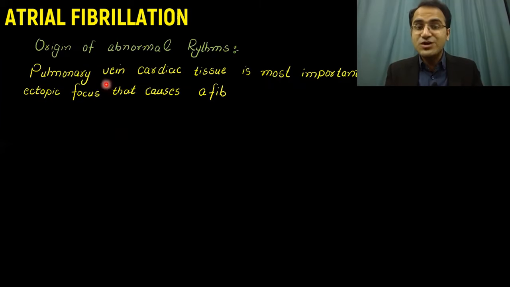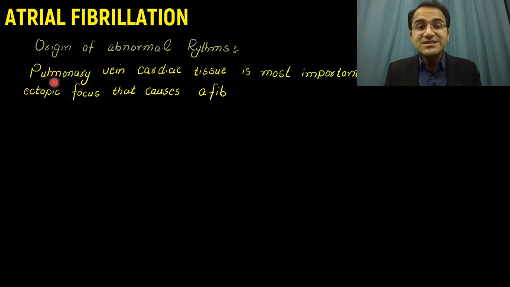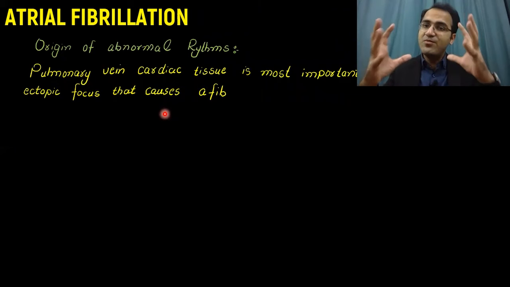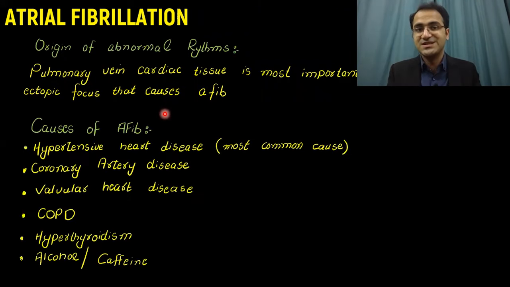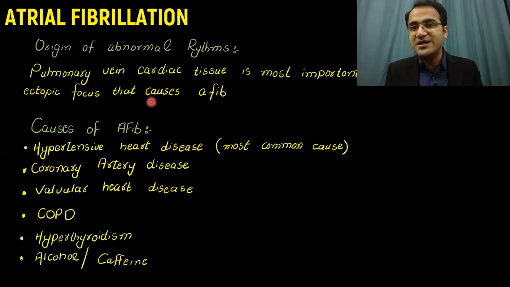Now we'll discuss the origin of this abnormal rhythm. What causes this excessive abnormal electrical activity that makes the atria seize and contract at an irregular rate? It is most likely found in the pulmonary veins. There is cardiac tissue in the pulmonary veins, which is an important ectopic focus that causes abnormal electrical activity and abnormal contraction of the atrial muscles. What causes the formation of this abnormal cardiac tissue?